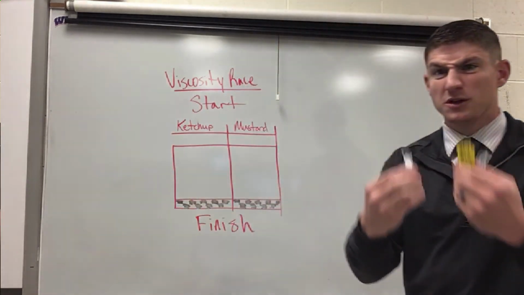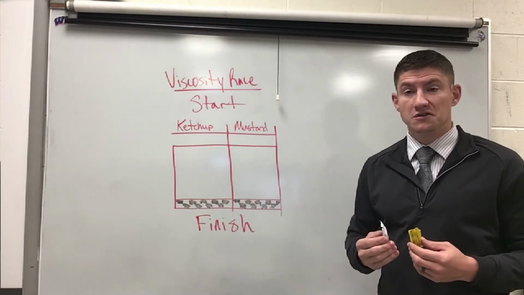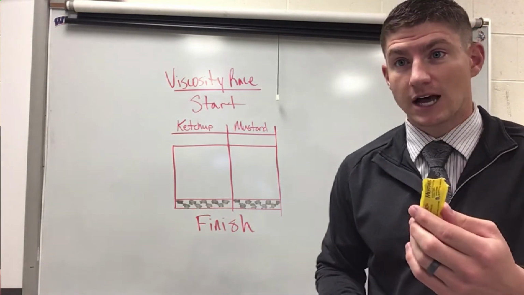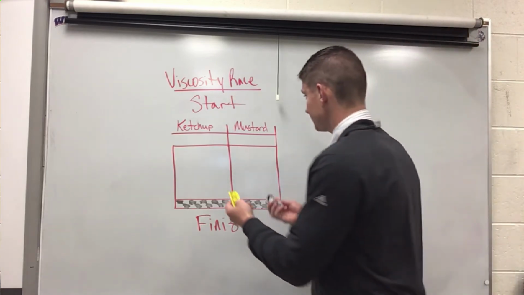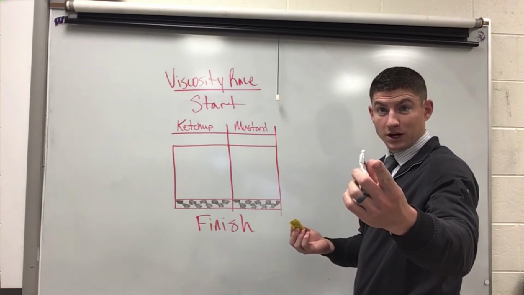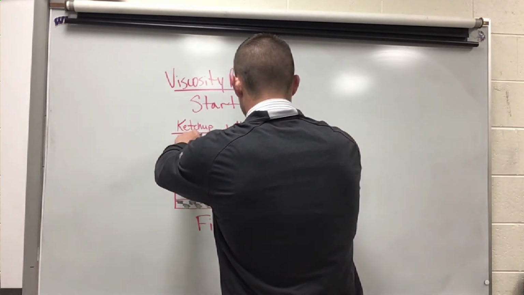I'm going to spray both of these on the board, make this big, huge mess in class today. We're going to see which one is more viscous. The higher viscosity will be the one that goes slower. The lower viscosity is the one that moves faster. Let's see who wins. Ketchup and mustard. Make your choice, make your prediction. Who do you think is going to win? And ready, set, go.